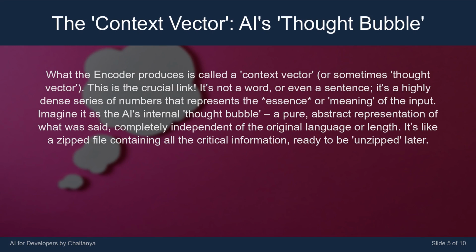What the encoder produces is called a context vector, or sometimes thought vector. This is the crucial link. It's not a word, or even a sentence. It's a highly dense series of numbers that represents the essence or meaning of the input. Imagine it as the AI's internal thought bubble, a pure, abstract representation of what was said, completely independent of the original language or length. It's like a zipped file containing all the critical information, ready to be unzipped later.